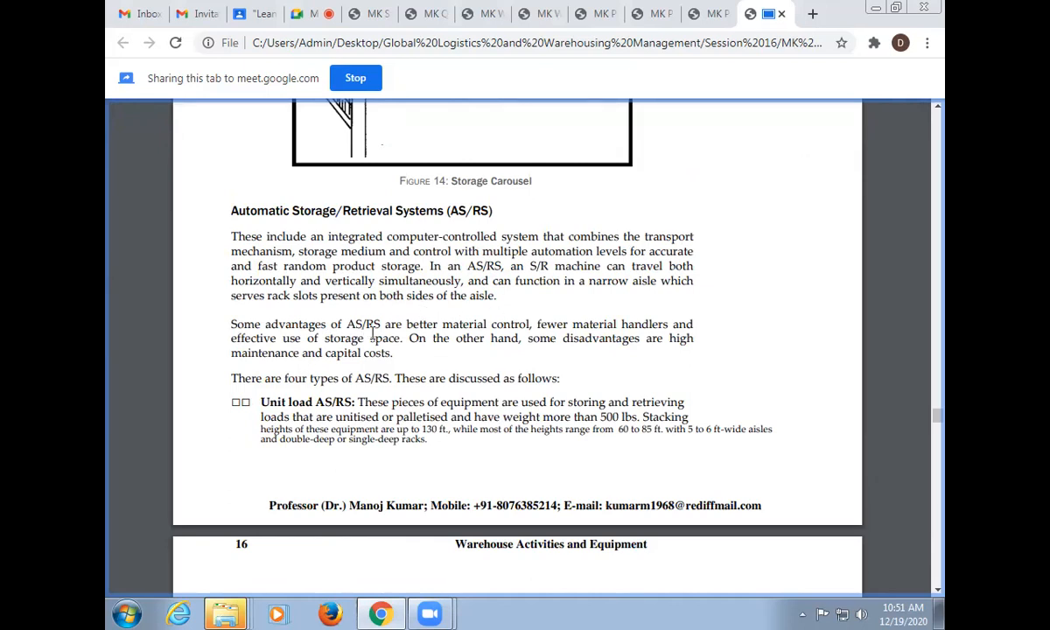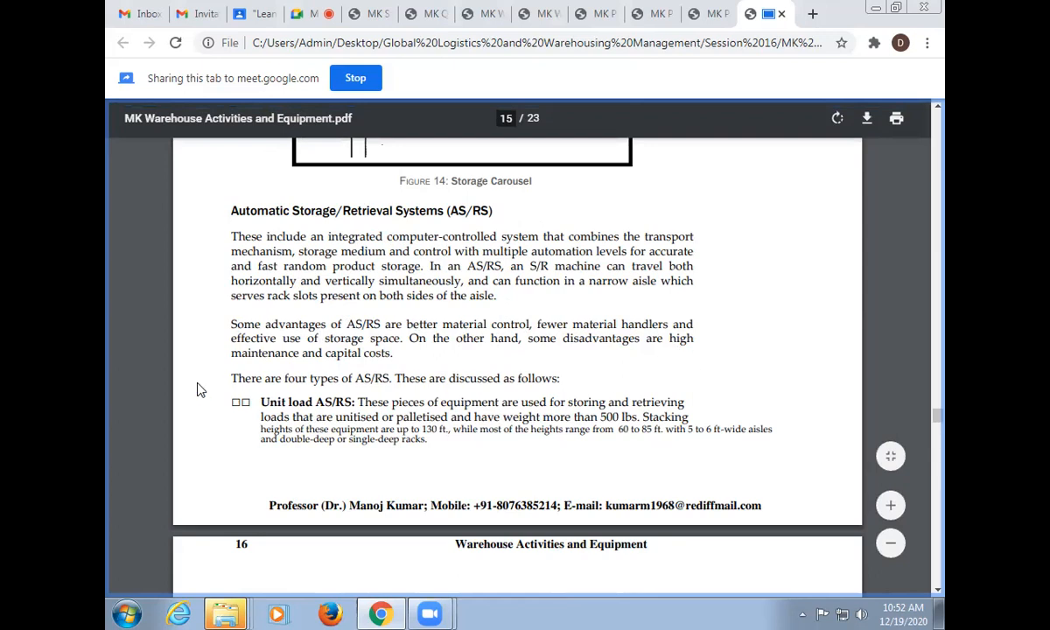Some advantages of the automatic storage and retrieval system are better material control, fewer material handlers, and effective use of the storage space. Fewer humans are required in an automatic storage system, so labor cost is reduced if you use the automatic storage and retrieval system.